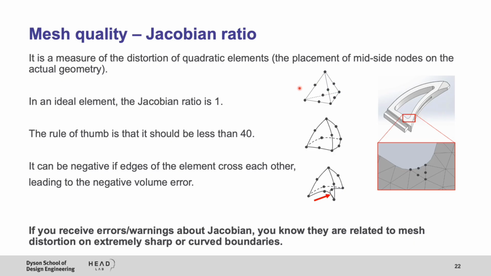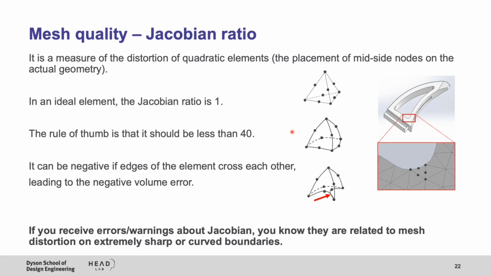For an ideal element, the Jacobian ratio is 1. So an element which has straight edges has a Jacobian ratio of 1. This is an element that has a Jacobian ratio larger than 1 because the edges are curved. The rule of thumb is that the Jacobian ratio should be less than 40. Too much distortion of the element can cause actual problems when the software is solving the problem.